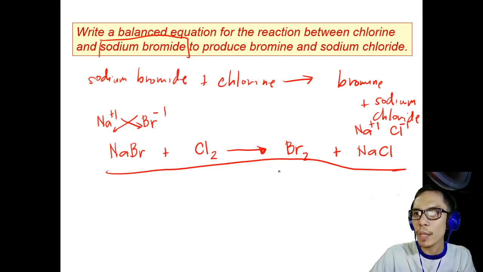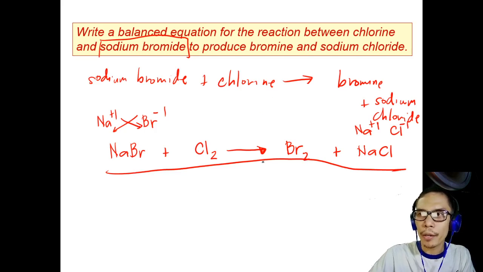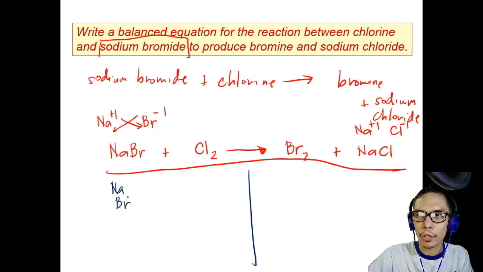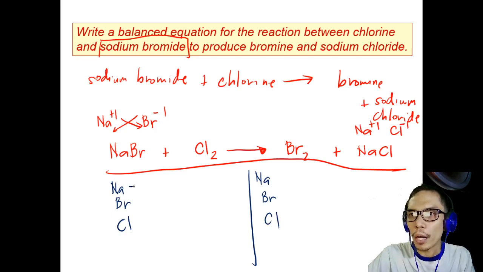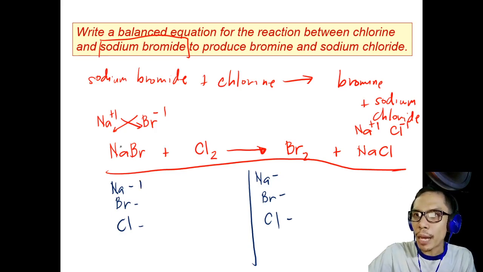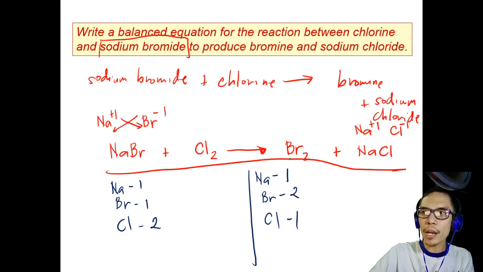To balance it, let's take a look at this one. Let's write everything so that we will not be confused. We have here Na, Br, then Cl. On the reactant side, the Na is 1, the Br is 1, and the Cl is 2. On the other side, the Na is 1, the Br is 2, and the Cl is 1.